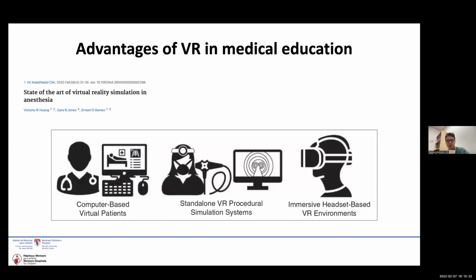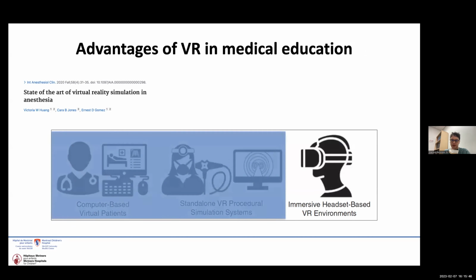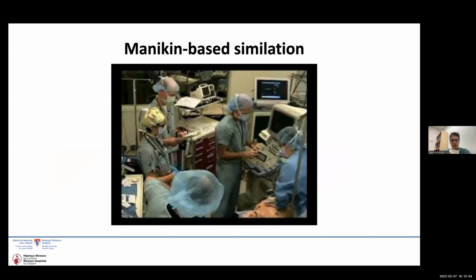So over the years, we started doing simulation in front of a computer. Then eventually we were able to attach equipment to the computer to expand our training in our simulations. And eventually we had virtual reality, which sounds great, and is probably the most innovative equipment we have so far. However, our gold standard is mannequin-based simulation.